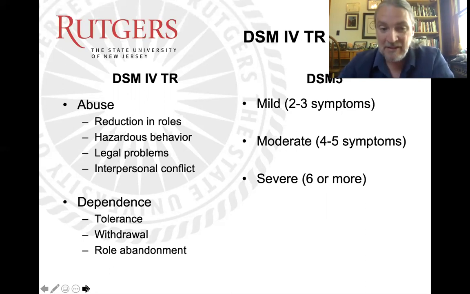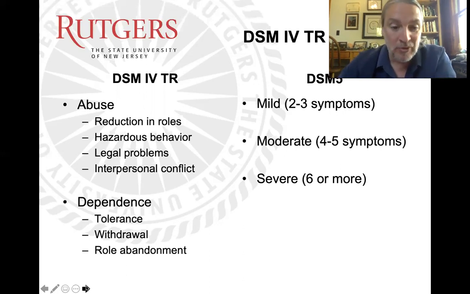We also have dependence. Here comes that tolerance and withdrawal again. The person that can drink more and more or use more and more without having that same effect. Withdrawal, again, these can be physical or psychological. It's that physical or psychological needing of that thing. It's not even a desire anymore. It's a need. I need this thing to get through a day. It doesn't even make me feel good. Just sort of makes me functional.